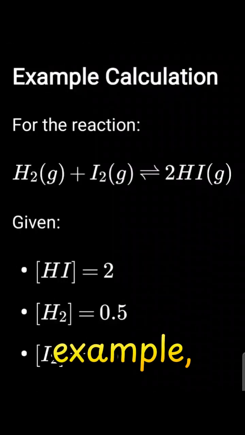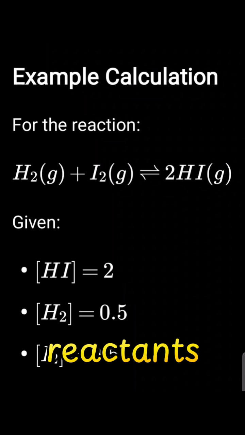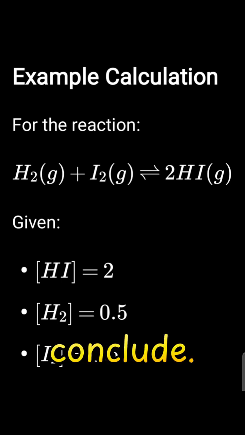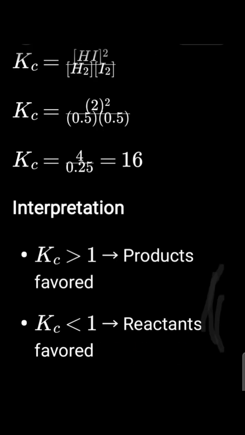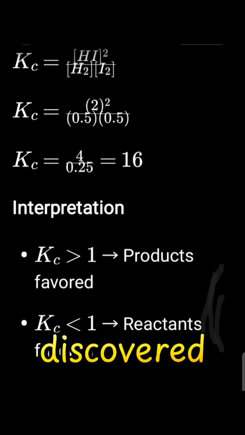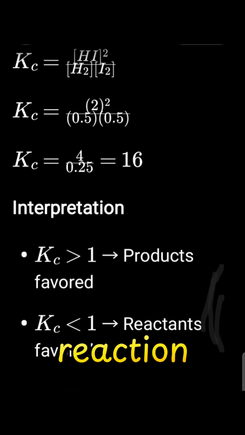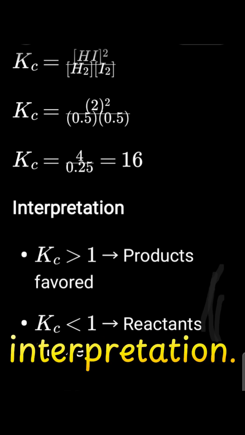In this example, the concentration of the reactant and the product is provided. All you need to do is to substitute it in an expression of the Kc and see whether the Kc is less than 1 or greater than 1 before we can conclude. After substitution, we discover that our Kc is 16, which is greater than 1. It shows that the forward reaction is favored. That is the product.